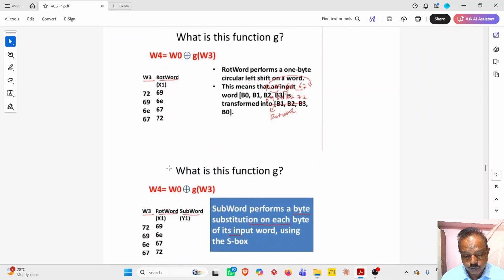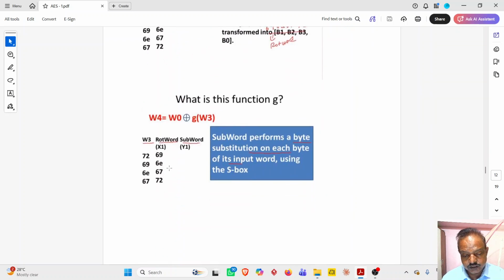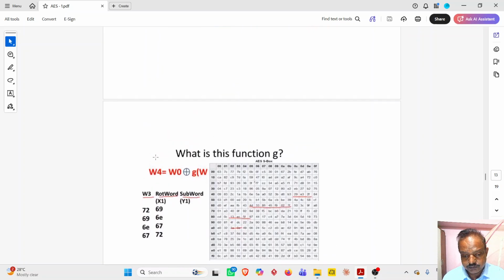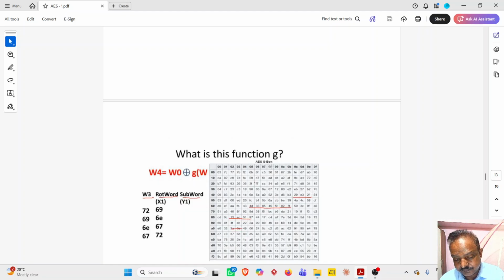The second thing we go for is the substitution. Substitute the word. How do you substitute in this function? See what we get here, because it was there initially. The 72 has come down. The remaining are shifted. So for this 69, there is a corresponding value in the lookup table. Where do you get this table? This is the S-box. You can get it from the internet anywhere. From this you can clearly understand.